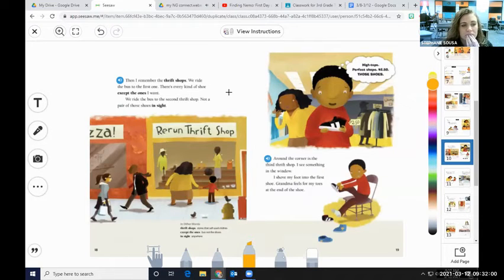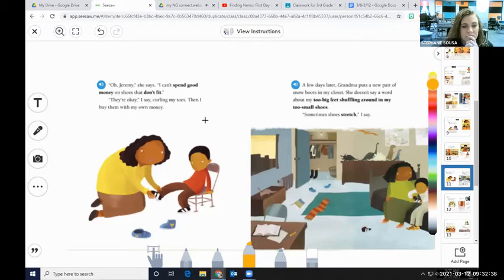Then I remember the thrift shops. We ride the bus to the first one. There's every kind of shoe except the ones I want. We ride the bus to the second thrift shop. Not a pair of those shoes in sight. Around the corner is the third thrift shop. I see something in the window. I shove my foot into the first shoe. Grandma feels for my toes at the end of the shoe. High tops. Perfect shape. $2.50. Those shoes.